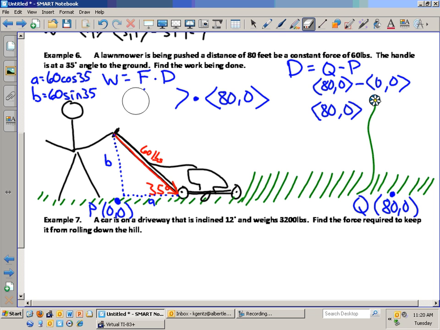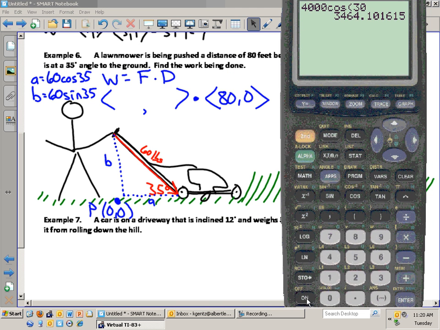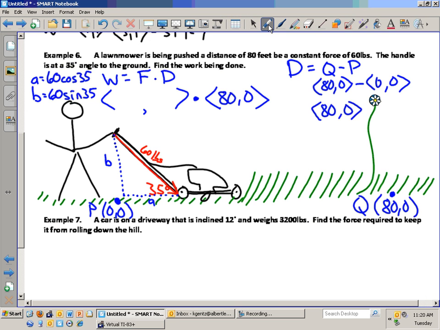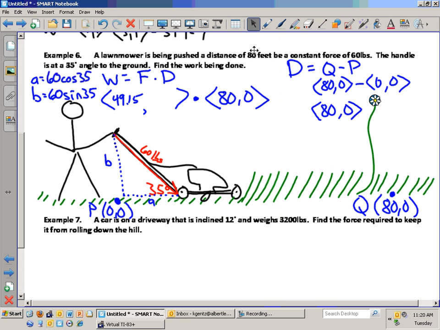So let's figure out what those are. 60 cosine of 35, and I get 49.15. And then, if I do 60 sine of 35, I get 34.41.